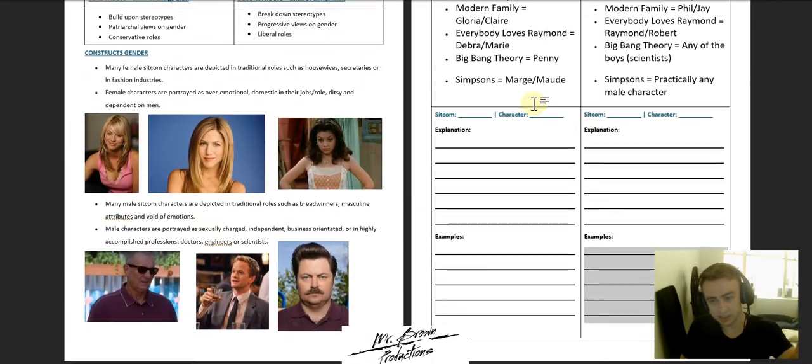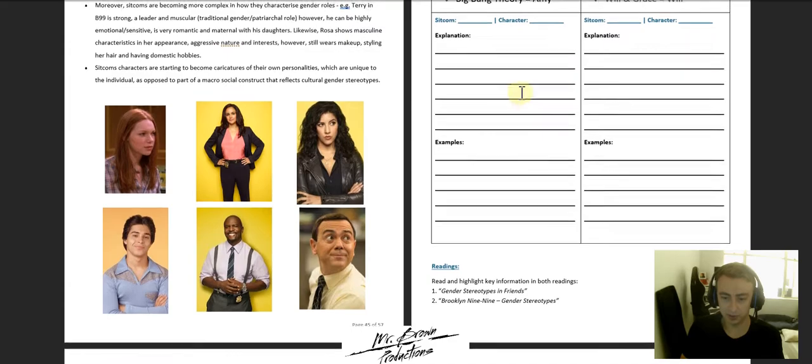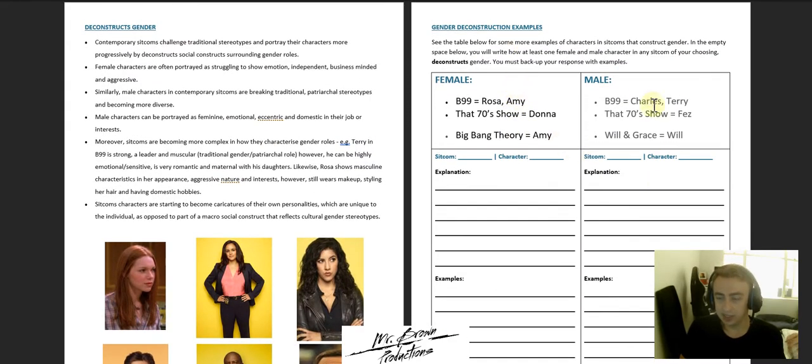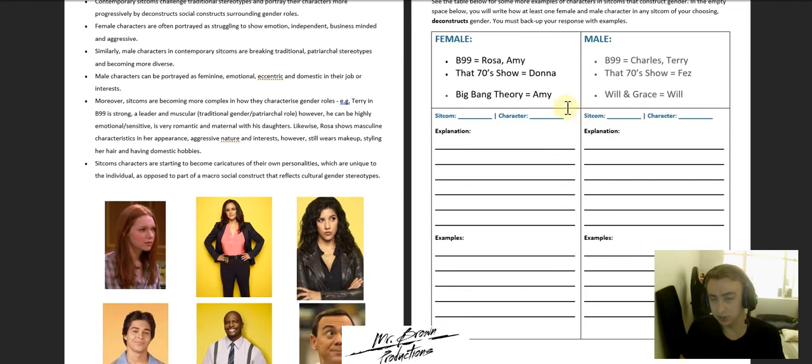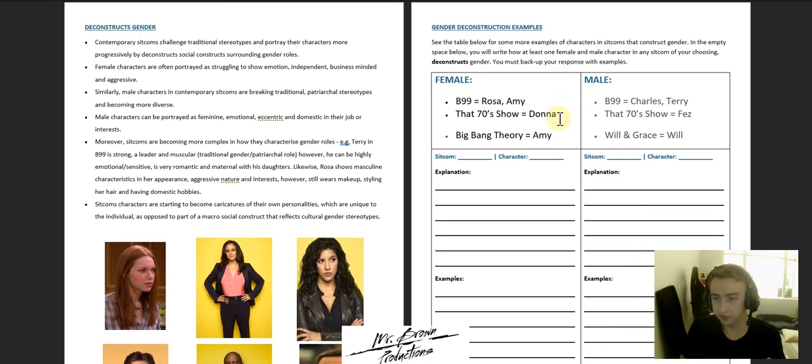Now when you turn the page, you'll see that table again here for gender deconstruction. And I want you to do the same thing. So I want you to think of sitcom characters, and I've put up a few here that deconstruct gender, and then here for males as well.